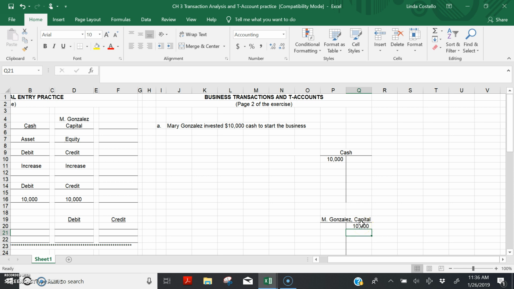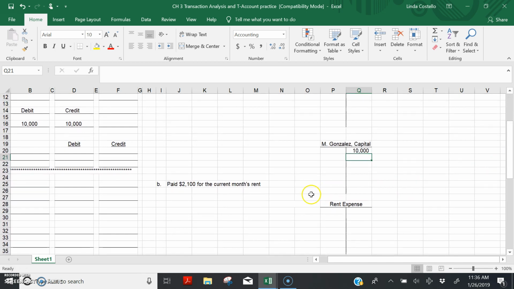When you are finished recording each business transaction, check to see if debits equal credits. This is a $10,000 debit to cash and this is a $10,000 credit to capital, so our T accounts are in balance. Debits do equal credits. Let's do the other transaction. We paid $2,100 for this month's rent. What accounts are involved?